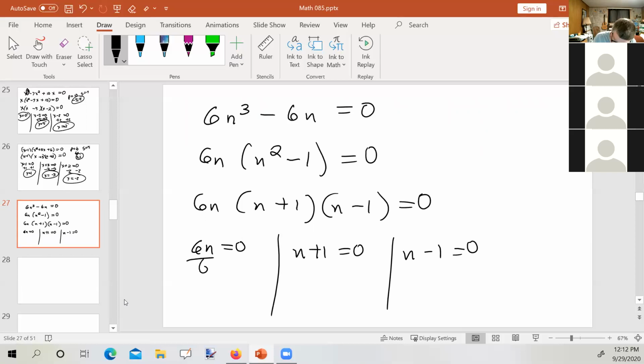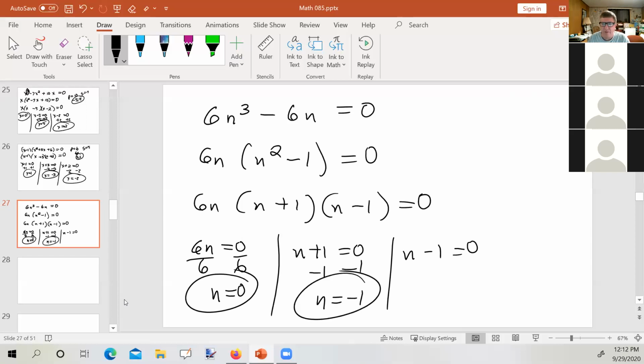6n equals 0, divide both sides by 6, n equals 0. N plus 1 equals 0, subtract 1 from both sides, n equals negative 1. N minus 1 equals 0, add 1 to both sides, n equals positive 1.